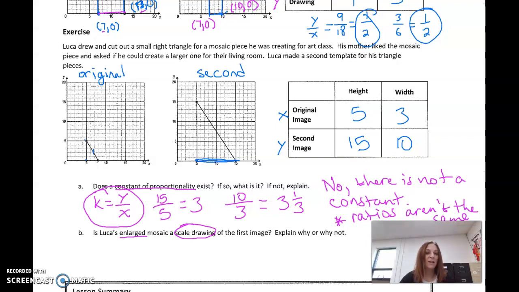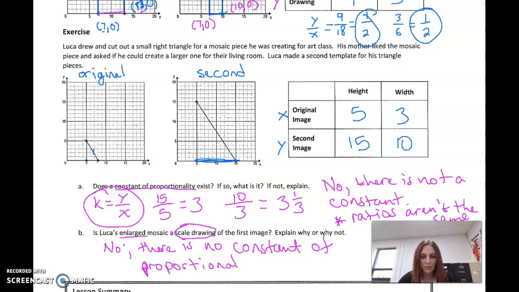So is the enlarged mosaic a scale drawing? Well, it's definitely bigger, but it is not a scale drawing. So we're going to say no. And the reason is there is no constant. I'm going to try to spell it right. Constant. I'm going to say of proportionality. Okay, there has to be one number that we're multiplying by. It's either going to make it bigger proportionally or smaller proportionally.